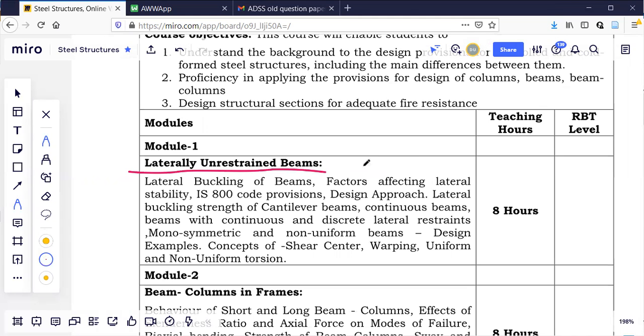You can see here, lateral buckling was not considered there. Lateral buckling of beams, factors affecting lateral stability, IS 800 code provisions and all that. So monosymmetric and non-uniform beams.